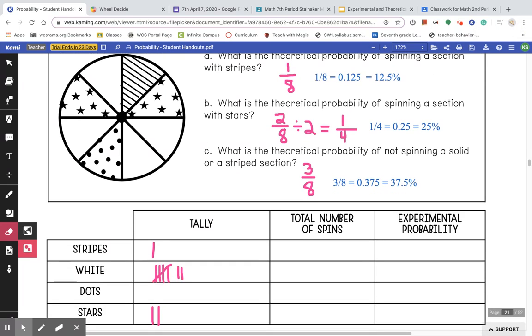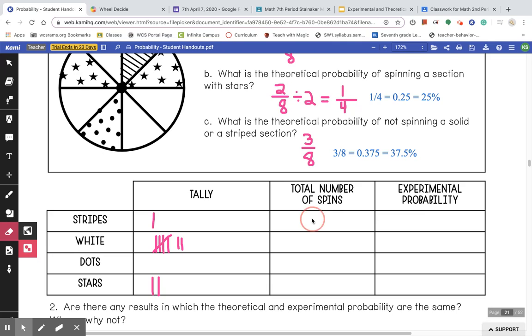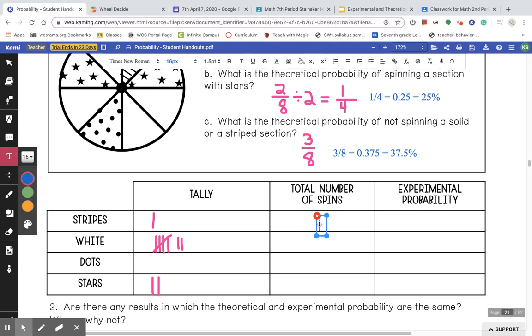when I did the spinner, I spun once on stripes. So here I'm going to put total number of spins was 1. My total number of spins for white, which is just the blank ones, I got 7. Dots, it never landed on dots for me, so 0.